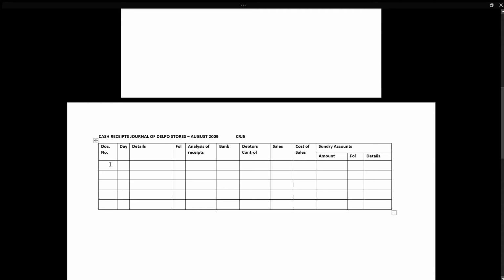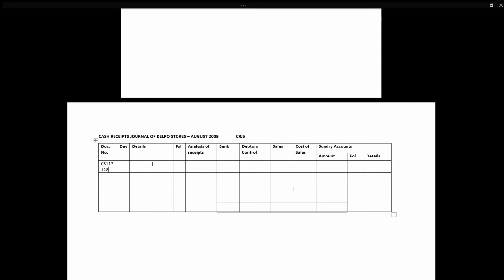So document number, they did say cash sales 117 to 128. Took place on the 5th and the details was sales. Analysis of receipts. Remember, we still need to calculate that. Cost of sales, though, they gave that to me. That was 13,000 rand. Alright.